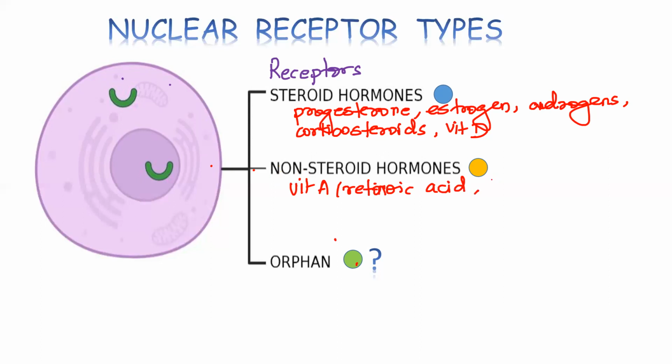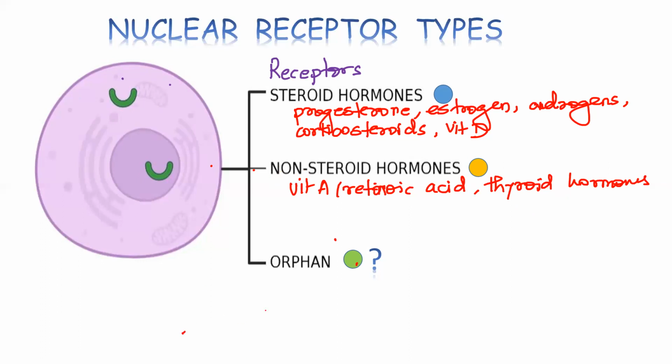Along with that, one major category is thyroid hormones. They are non-steroidic in nature, but because a good chunk of them are hydrophobic, that's the reason why they can pass through the membrane.